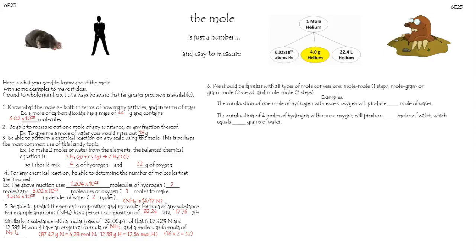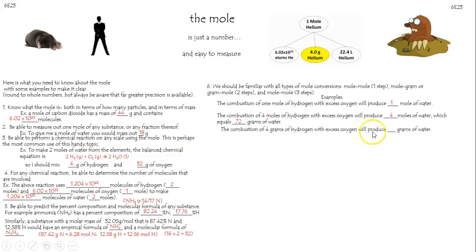We should also be able to do standard conversions: 1-step, 2-step, and 3-step. So if we were burning 1 mole of hydrogen, there's your balanced chemical equation right over here if you need to refer to it. The combustion of 1 mole of hydrogen will make 1 mole of water because 2 to 2 is the same as 1 to 1. If we have 4 moles of hydrogen there, we will make, looks to me like, 4 moles of water. Once again, a 1-to-1 ratio. But how many grams is that? Well, 18 grams is a mole, so we're talking 72 grams of water.